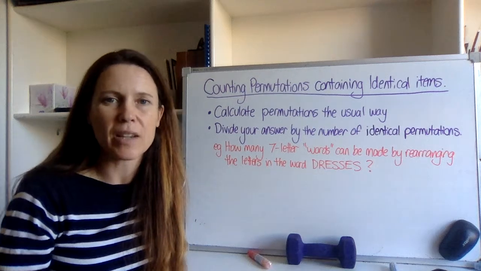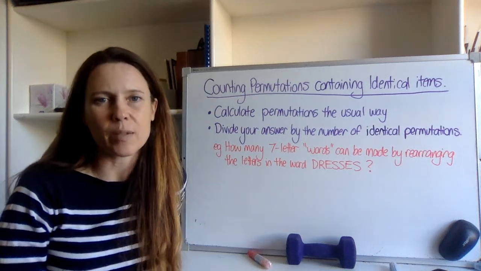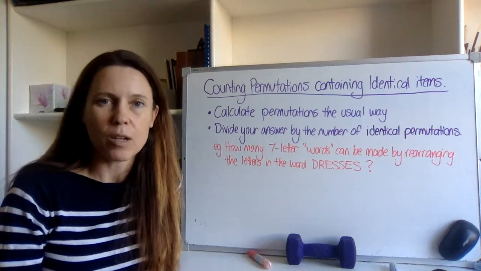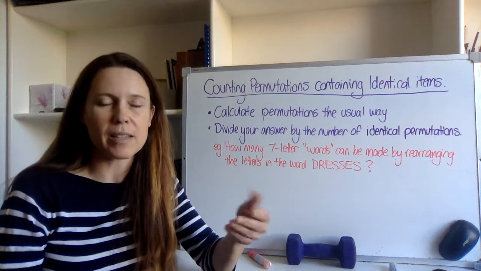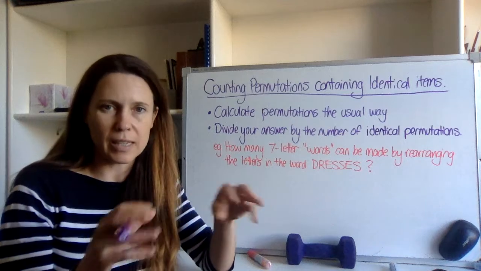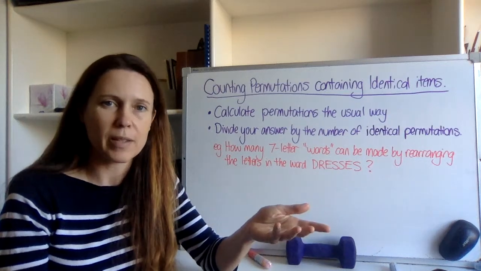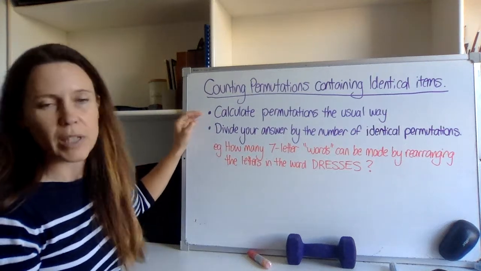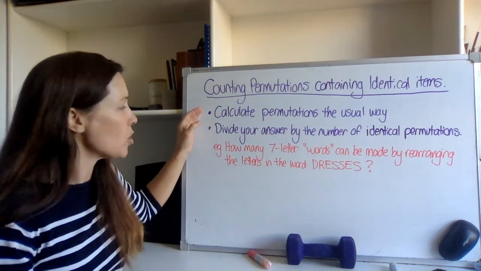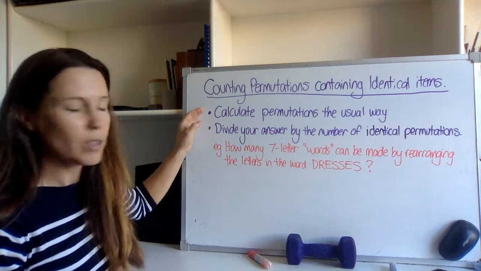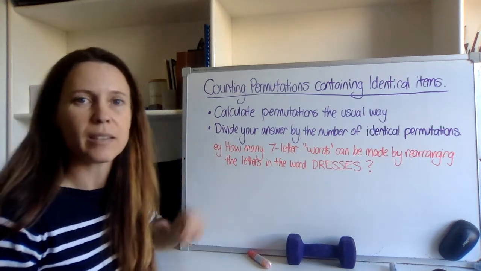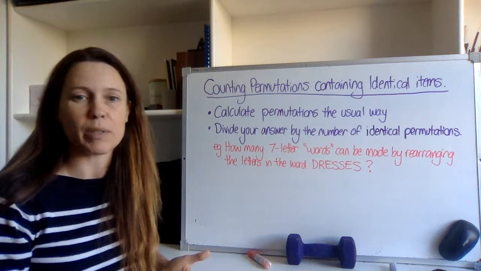When you're counting permutations that contain identical items, you have to be really careful, because when you count them the usual way, what you will have actually done in this case is you'll have counted identical things more than once. So you need to make up for that. So my tip is calculate your permutations the usual way and then stop and consider how many of your permutations will actually be identical and divide your answer by that number or those numbers.